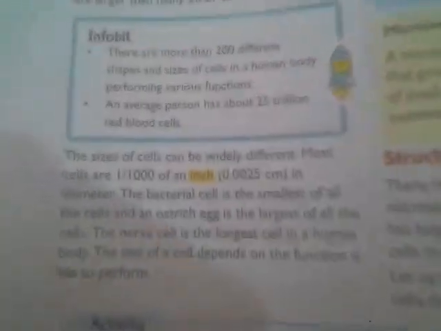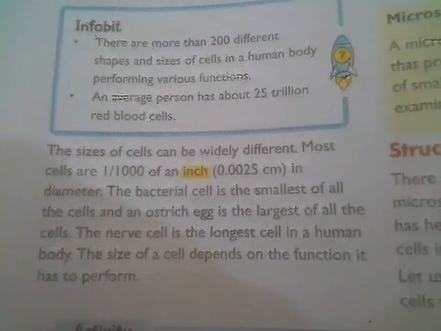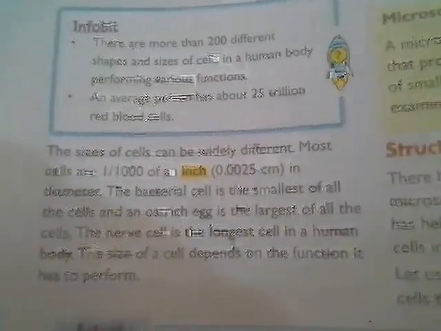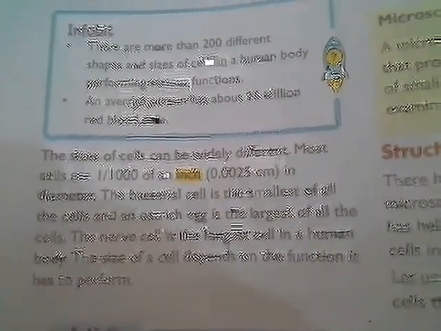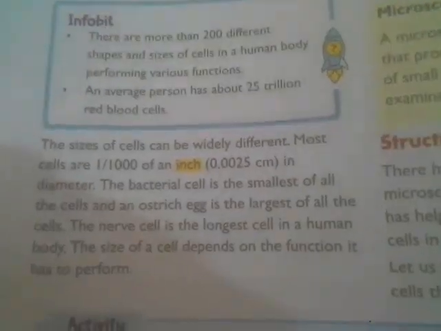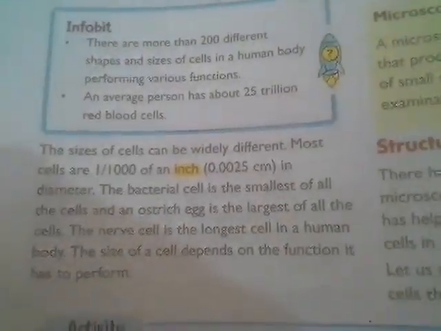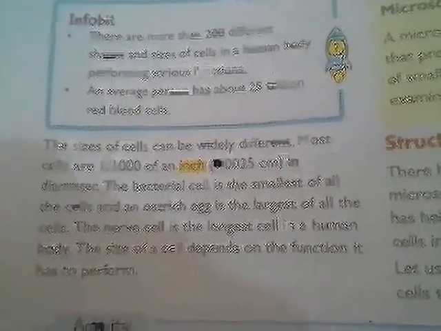Then the size of the cell. Usually the size of the cell given to us is 0.0025 centimeters. So it's very small. It's just like, if we divide 1 inch into 1000 parts, one part of it is the diameter of the cell, which is extremely small.